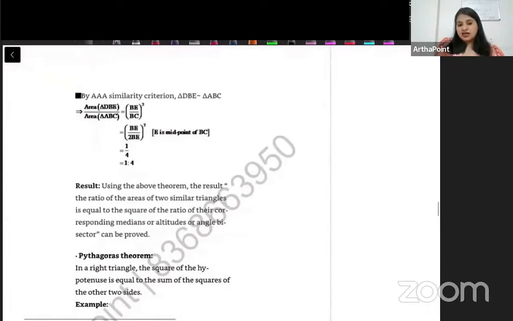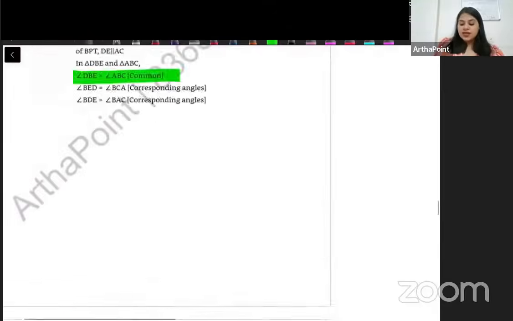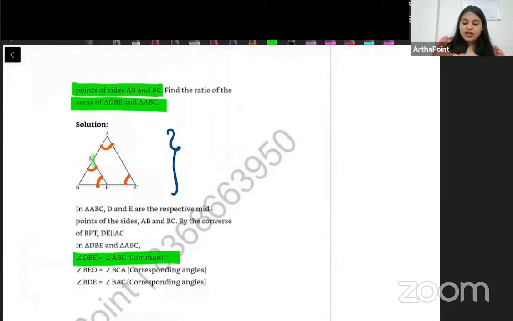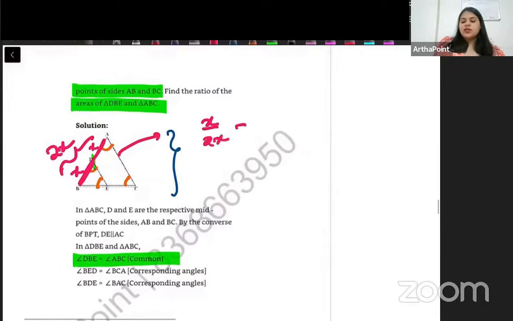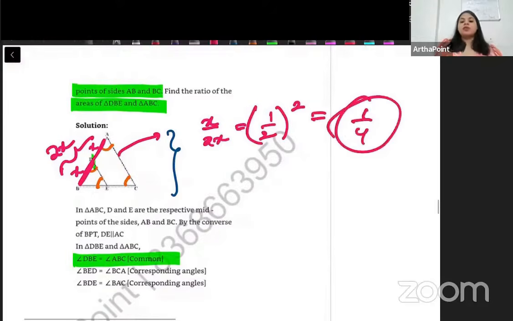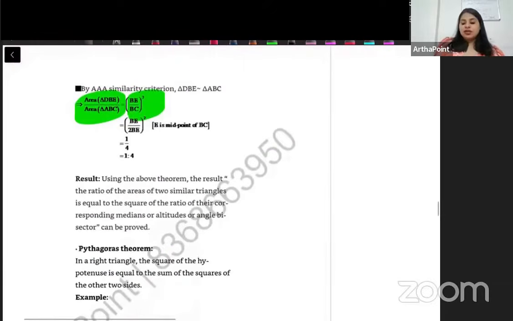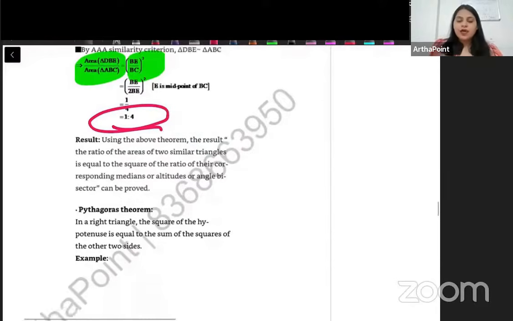And if the triangles are similar, then the area ratio should be equal to the square of the ratio of the sides. Beta, midpoint है ना D. So if this is x and x, then the side will be 2x. So the ratio of the sides will be x by 2x. That means 1 by 2. So the area has to be the square of this. So it will be 1 by 4. So the area will be in the ratio 1 by 4. That's the ratio of the area.